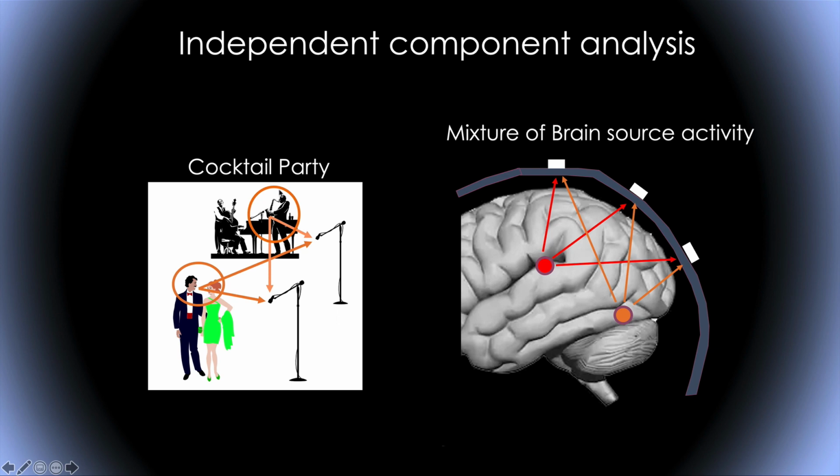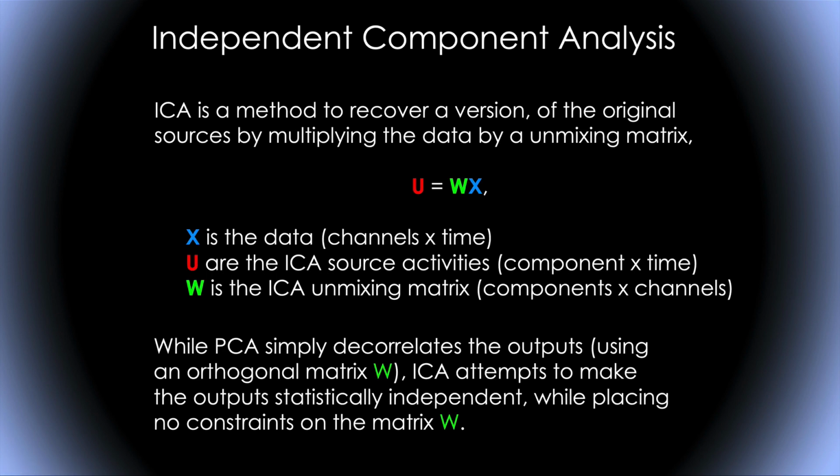So that's called the cocktail party problem. And so we showed earlier how the projection on different microphones can be separated with ICA, and then similarly the projection of different brain sources on different scalp sensors can be separated with ICA. So how does this work? Well, ICA recovers a version of the original signal.